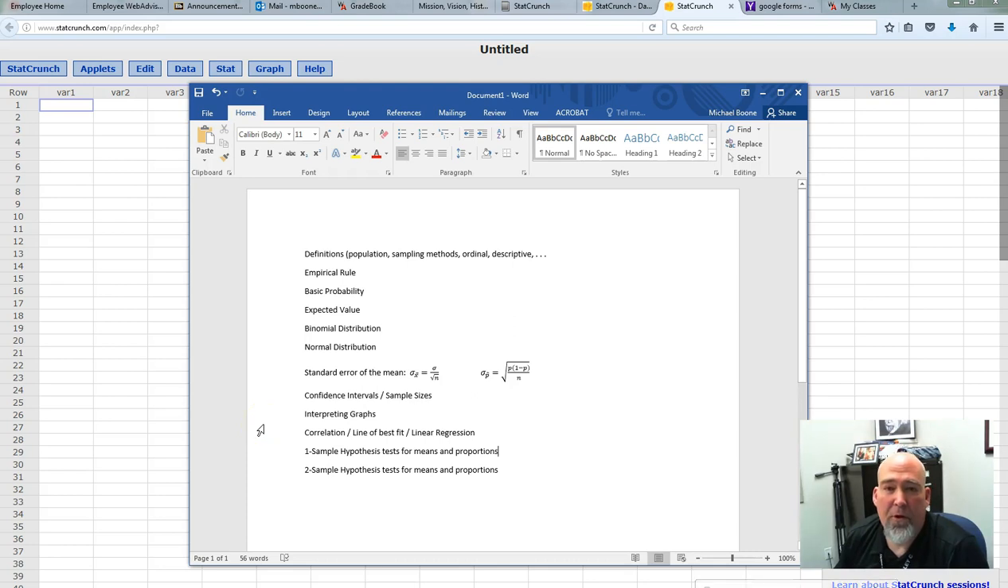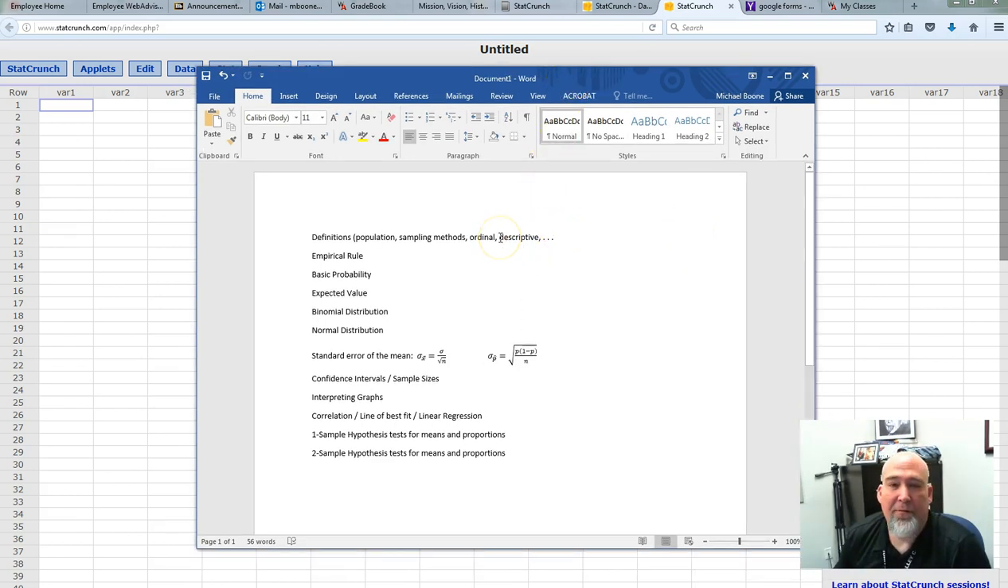For our stats final, I wanted to give you a general overview of what I think would be great things to study and prepare for the upcoming final. So there's going to be definitions. I know the first couple chapters are filled with definitions. We talk about different sampling methods, what's a population versus a sample, some different types of data, interval, ratio, ordinal, descriptive, and inferential statistics. So it's kind of jam-packed with definitions. Please make sure you look over your definitions from the chapters.